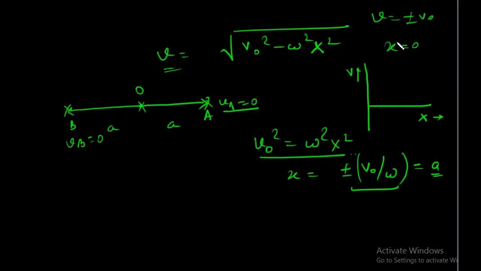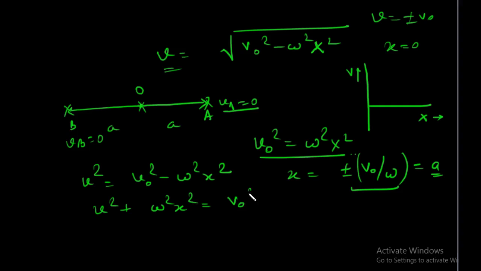Now I want to know what is the curve. So you see, this is very simple. We don't need to do differentiation and all that. We can just square it up. We see v square equal to v naught square minus omega square x square. We bring omega x whole square to this side. So we have v square plus omega square x square to be equal to v naught square.